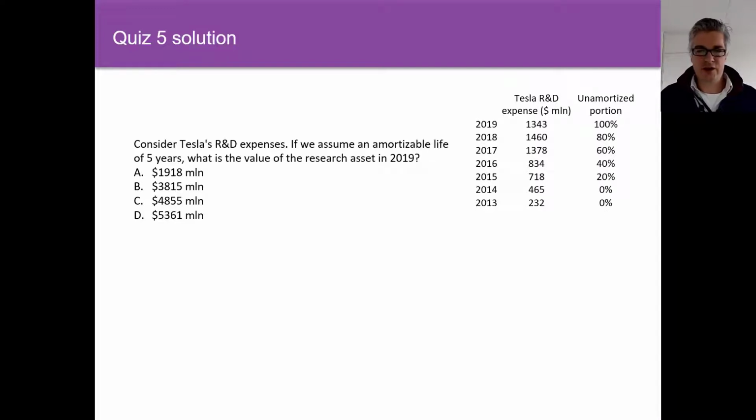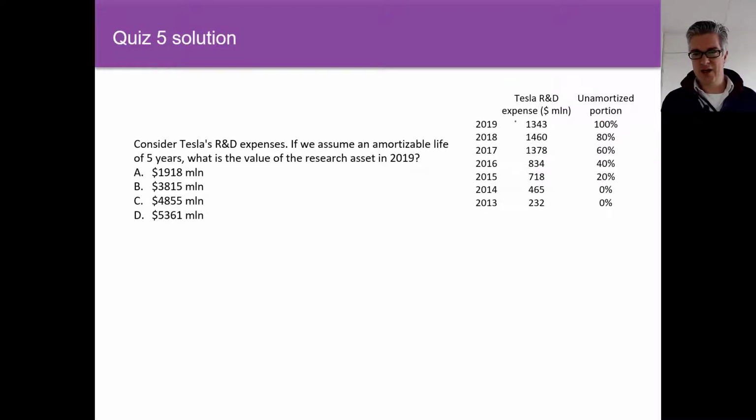So here for Tesla, I looked at the 2019 annual report. I don't think the 2020 annual report is out yet, maybe just about, but it should still be a little while longer. So in the 2019 annual report, they reported their R&D expenses, and older annual reports also report R&D expenses. The latest R&D expense was about 1.3 billion. And then going back, you see all these R&D expenses. And here I assumed an amortizable life of 5 years.